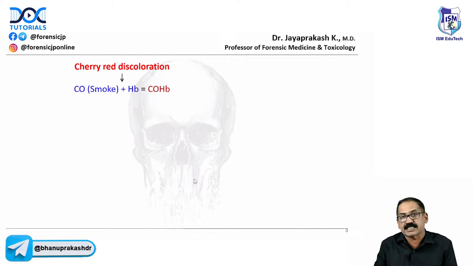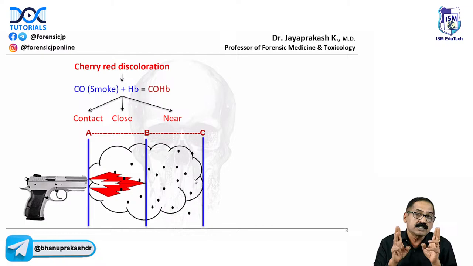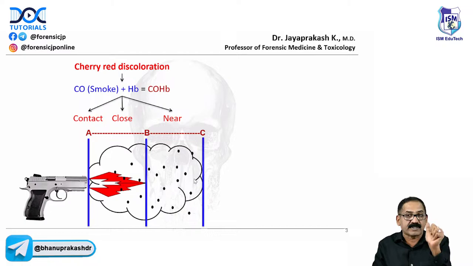Cherry red discoloration. To get the carbon monoxide, there should be smoke. When you get the smoke in contact shot, close shot, and near shot. So, cherry red discoloration of the wound or wound track is seen in case of contact shot, close shot, and near shot. Remember that. Okay, they may ask a question. Cherry red discoloration is seen in all the following range except distant or intermediate.